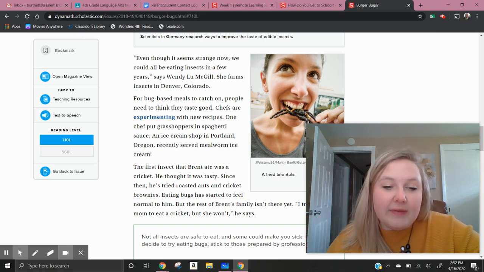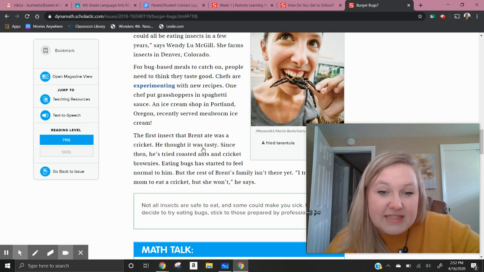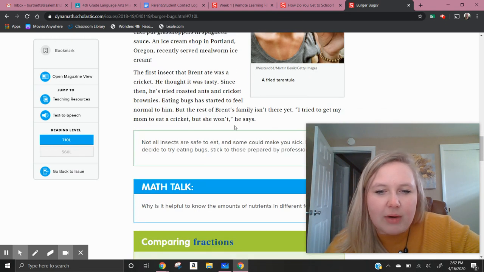Okay, guys, I'm getting nervous. The first insect that Brent ate was a cricket. He thought it was tasty. Since then, he's tried toasted ants and cricket brownies. Eating bugs has started to feel normal to him, but the rest of Brent's family isn't there yet. I tried to get my mom to eat a cricket, but she won't, he says.